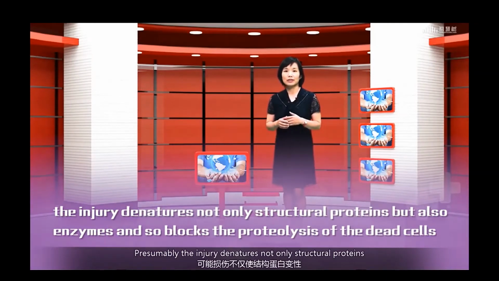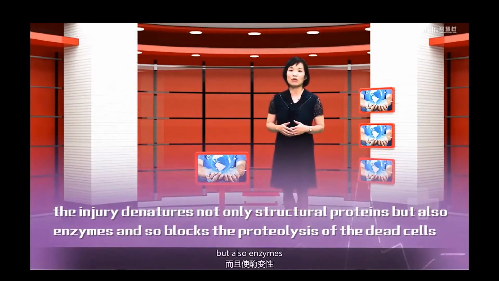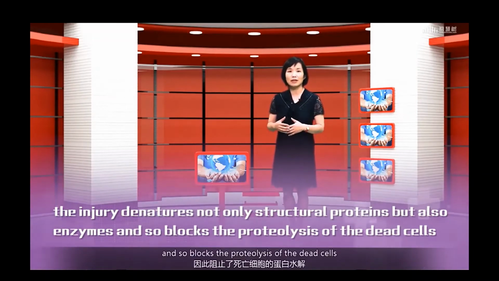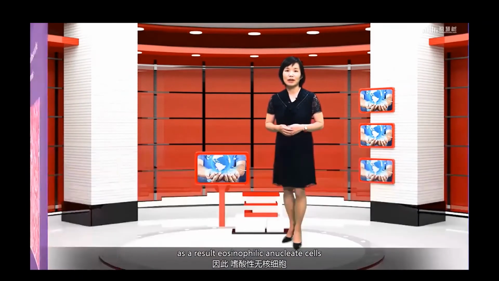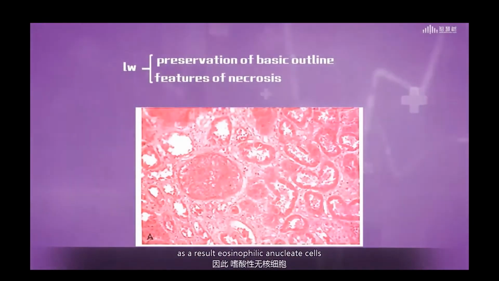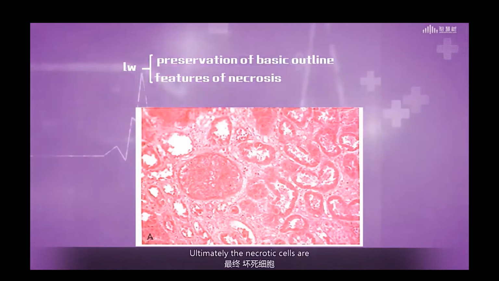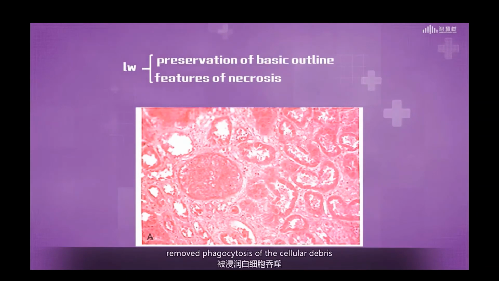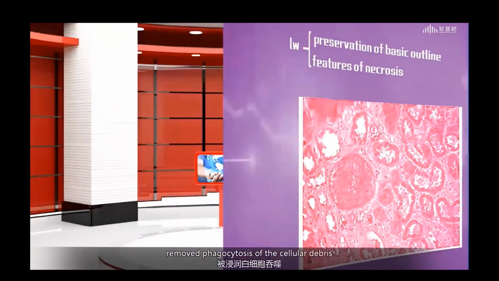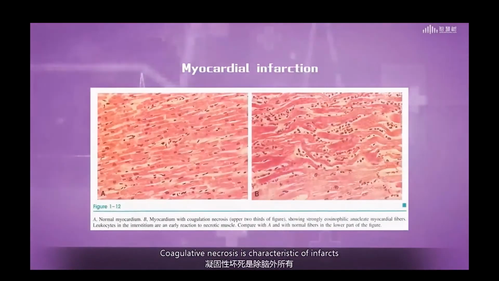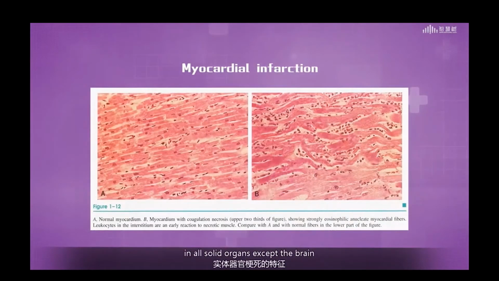Presumably, the injury denatures not only structural proteins but also enzymes, and so blocks the proteolysis of the dead cells. As a result, eosinophilic, anucleate cells may persist for days or weeks. Ultimately, the necrotic cells are removed by phagocytosis of the cellular debris by infiltrating leukocytes and by digestion of the dead cells by the action of lysosomal enzymes of the leukocytes. Coagulative necrosis is characteristic of infarcts in all solid organs except the brain.